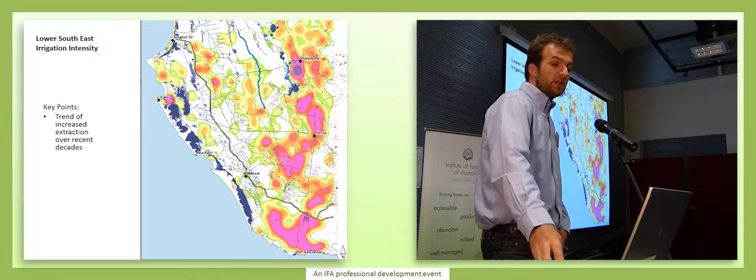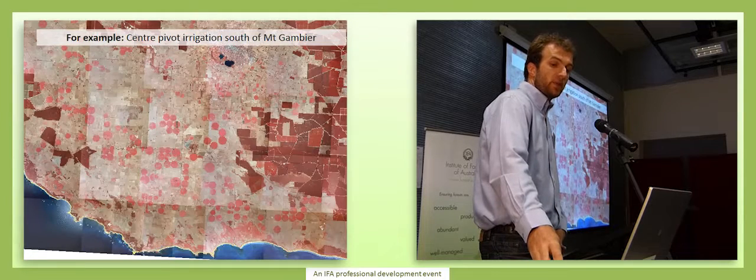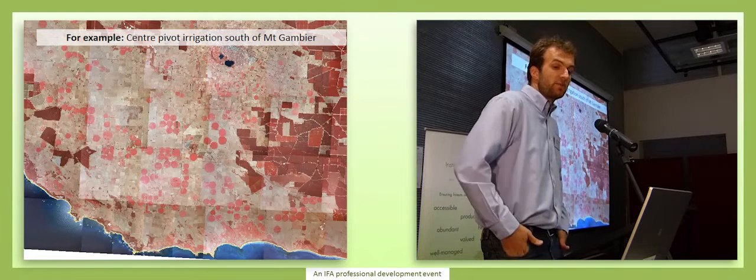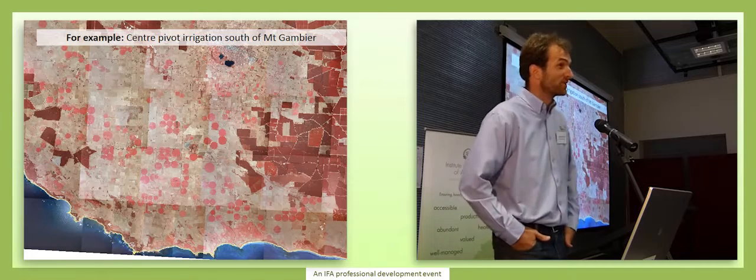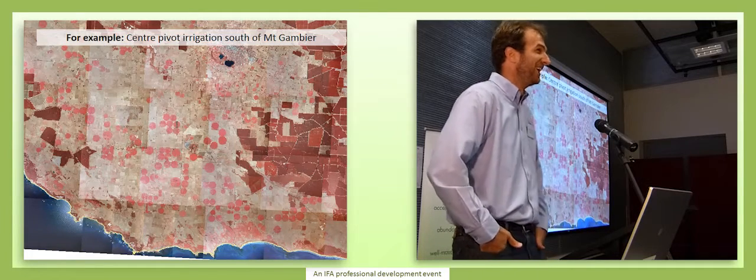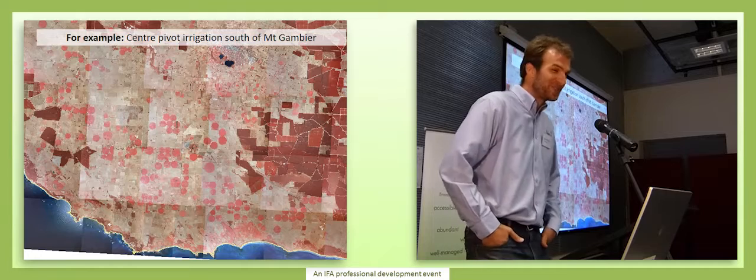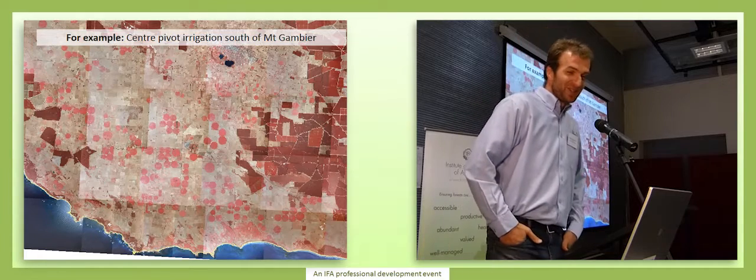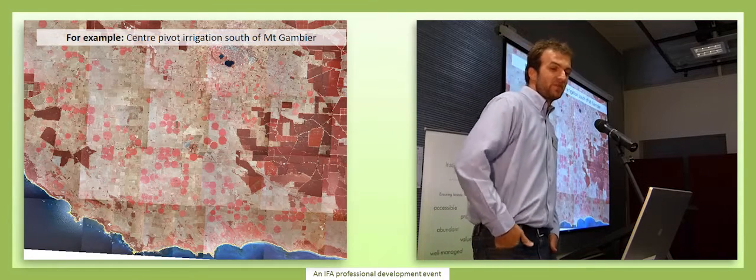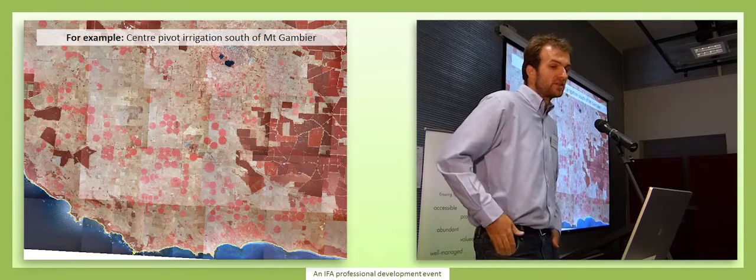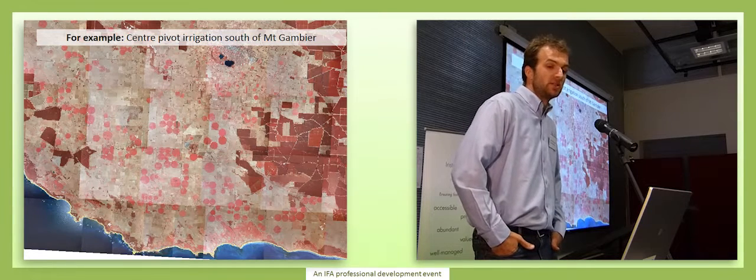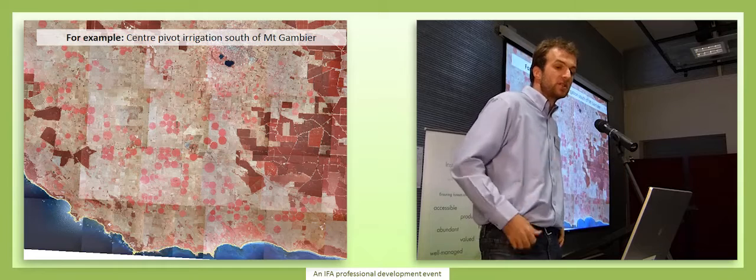There has been a trend of increase over recent decades, and I think Jeff mentioned the zone south of Mount Gambier. This is what it looks like. All those, is it 100 centimetres, Jeff? I think a few more. A few more? See if you can count them quickly. There's a lot there. This is one of those infrared images which shows you all the circles. Now, a lot of these went in the 90s. I remember when I came down here, I couldn't believe the explosion in irrigation that was going on.